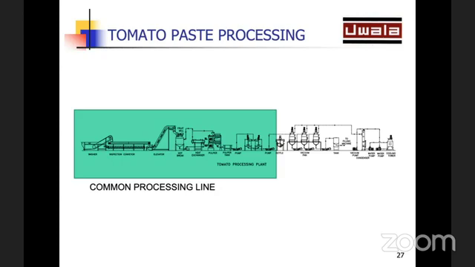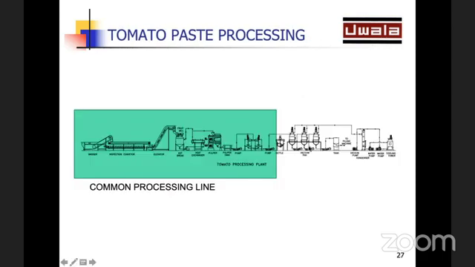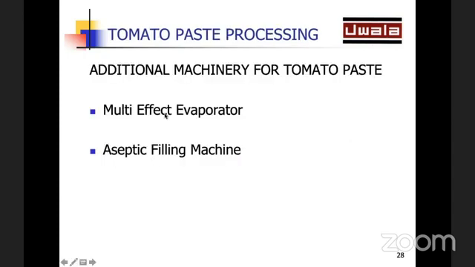The standard vacuum pans which we had seen earlier are not effective in concentrating the product up to these high levels. So these are the additional machines which we would need in order to process tomato paste. We will need a multi-effect evaporator, because the pans that we see here are single effect evaporators. These can only concentrate up to 20 degree Brix. If you have to go to 30 degree Brix or higher, you need a multi-effect evaporator. And then normally the filling of tomato paste is done in aseptic form. So we use an aseptic filling machine to fill the tomato paste into barrels.